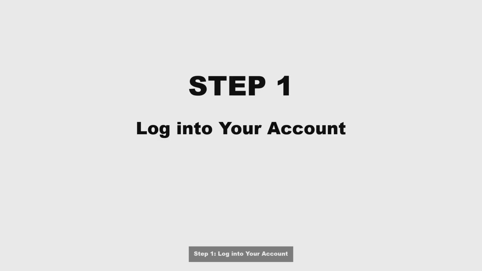If you want to stop the auto-renewal feature for your Expedia subscription, follow these straightforward steps to manage your account settings effectively. Step 1. Log into your account. Visit the Expedia website and log into your account using your email and password. Ensure you are accessing the account associated with the subscription you wish to manage.